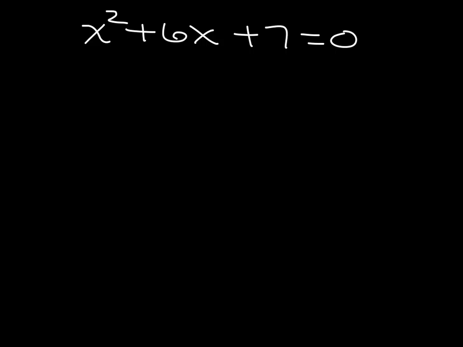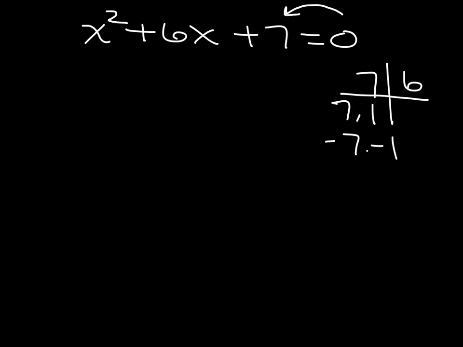Now let's take a look at this one. At first glance, it looks like it is factorable. So I have factors of 7, and I need to find factors of positive 7 that add up to 6. Well, the factors of positive 7 are 7 and 1, or negative 7 and negative 1. Neither of those add up to 6, so this one cannot be factored.